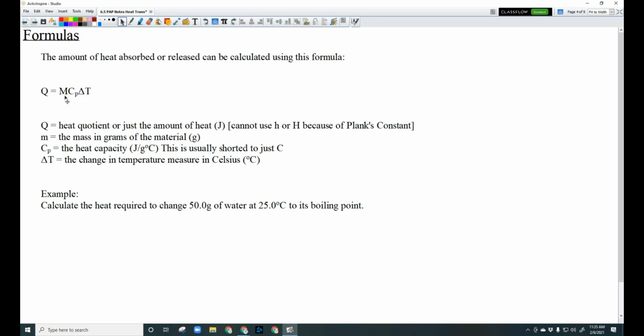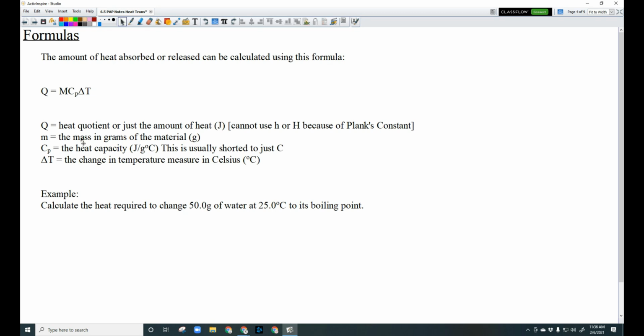Okay, and so this Q here is used as a heat quotient or just the amount of heat in joules. Okay, and we can't use H for heat there because H is Planck's constant and we don't want to get confused with that. So they use just a Q. M here is the mass in grams of the material, and you'll usually see this as a lowercase m like I have here instead of the uppercase M. And that's in grams because look at the unit of specific heat capacity. It's joules per gram degree Celsius.